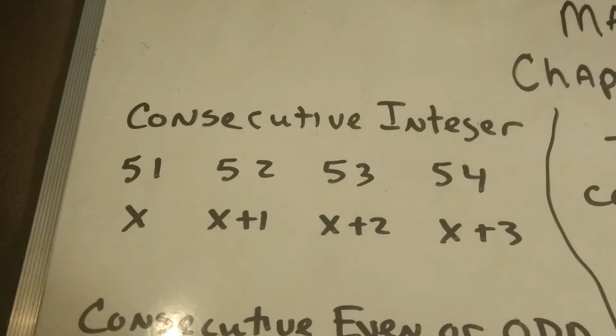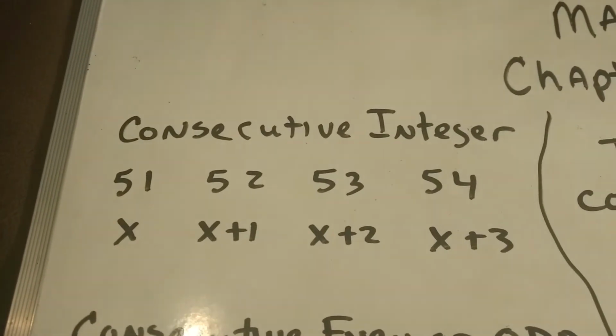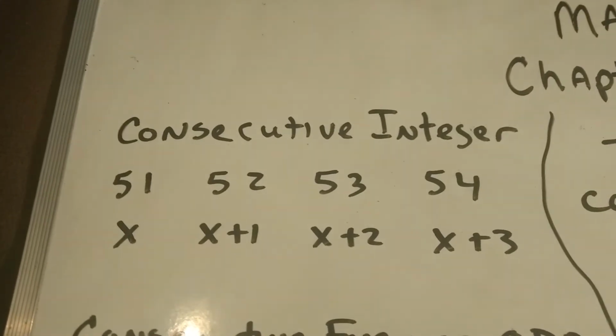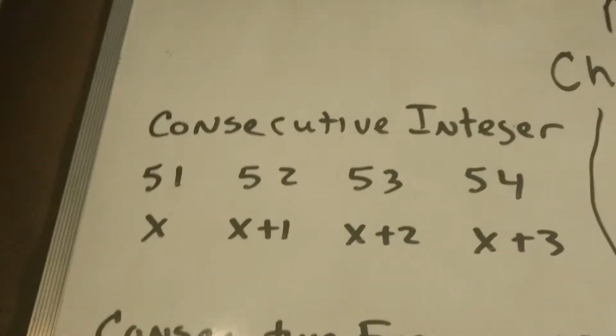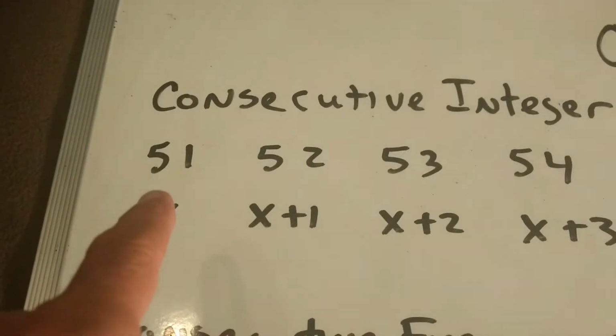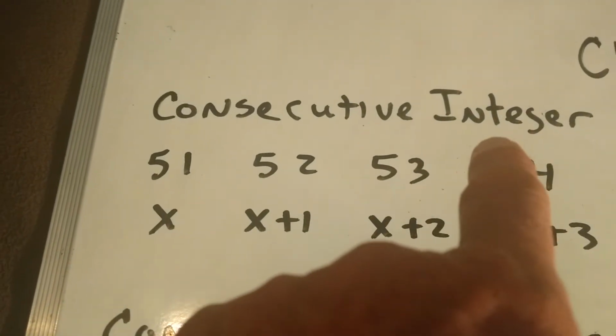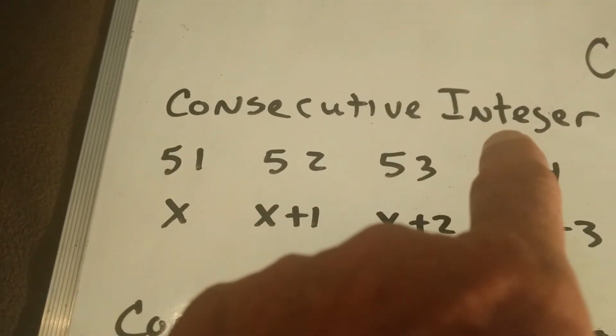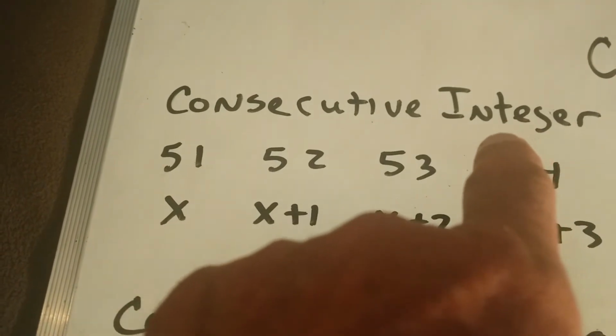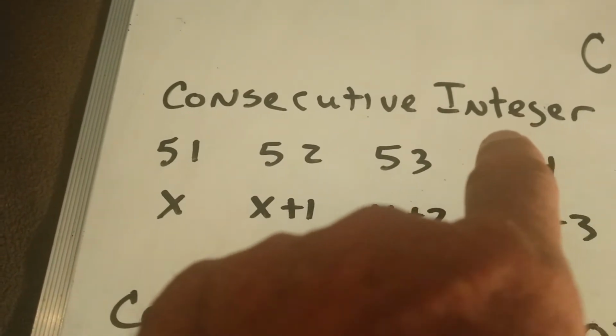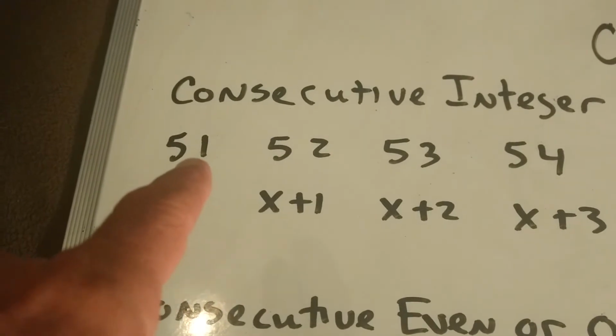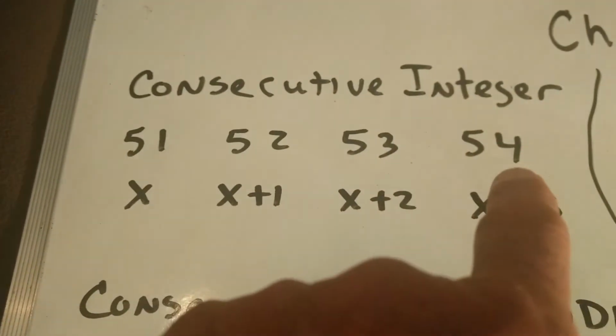First type of word problem. We're going to go over two. First type is called consecutive integer, consecutive even, odd. The definition of consecutive integer is like this. First of all, integer means whole numbers, negative or positive. Doesn't mean fractions, doesn't mean decimals. So these are consecutive integers, 51, 52, 53, 54.